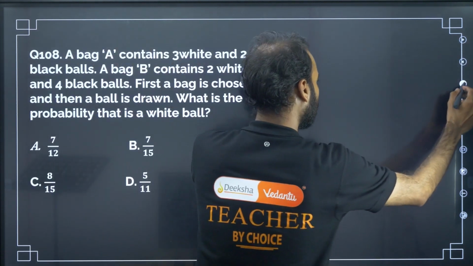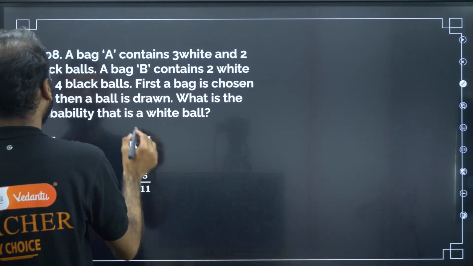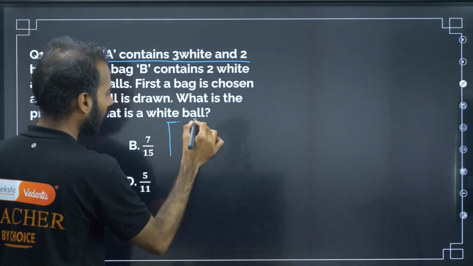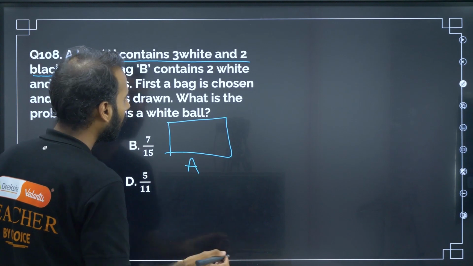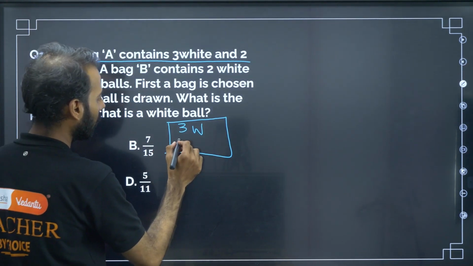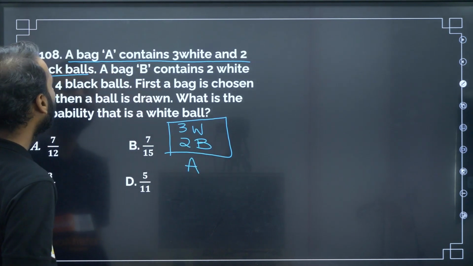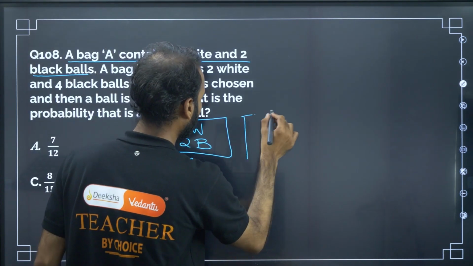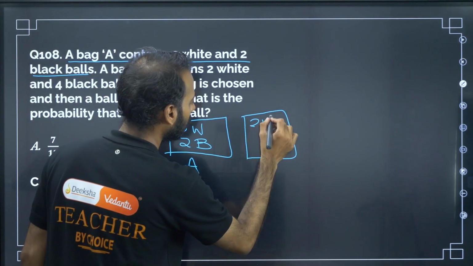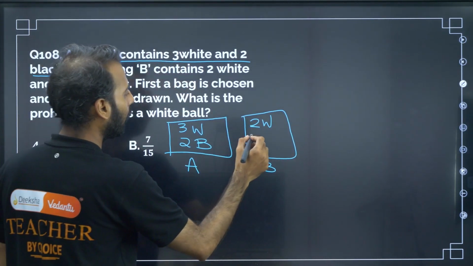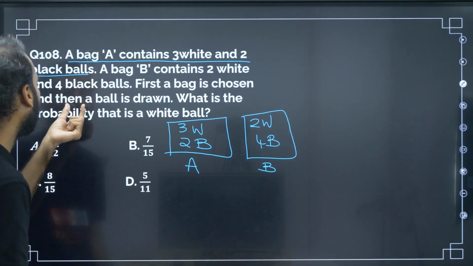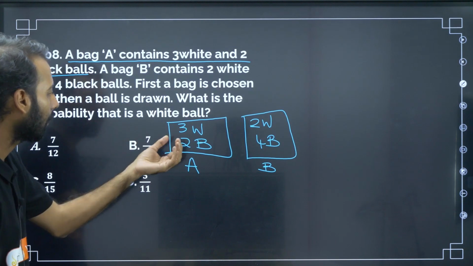A bag A contains, let me go through the question. A bag A contains 3 white balls and 2 black balls. A bag B contains 2 white balls and 4 black balls. First a bag is chosen and then a ball is drawn. So this is the given thing.